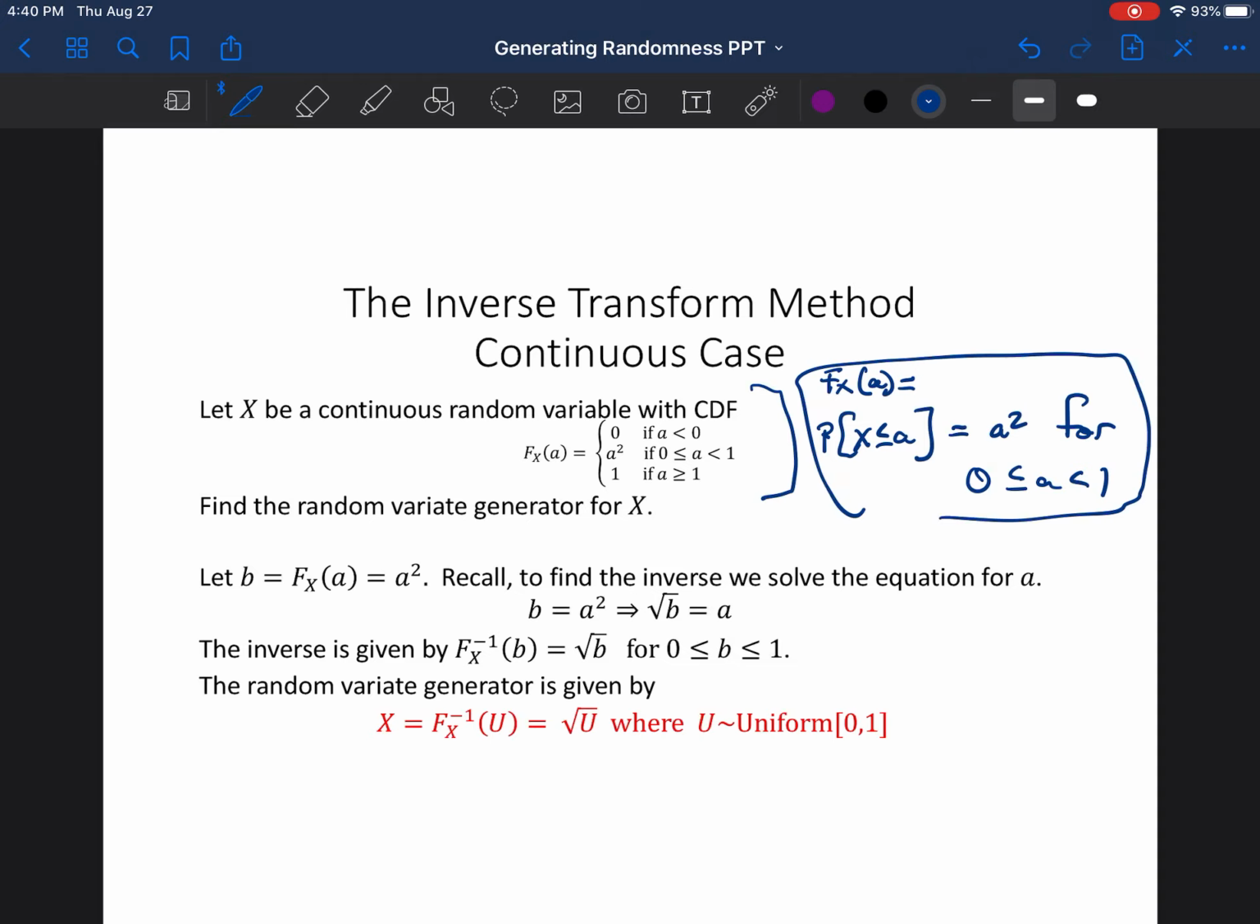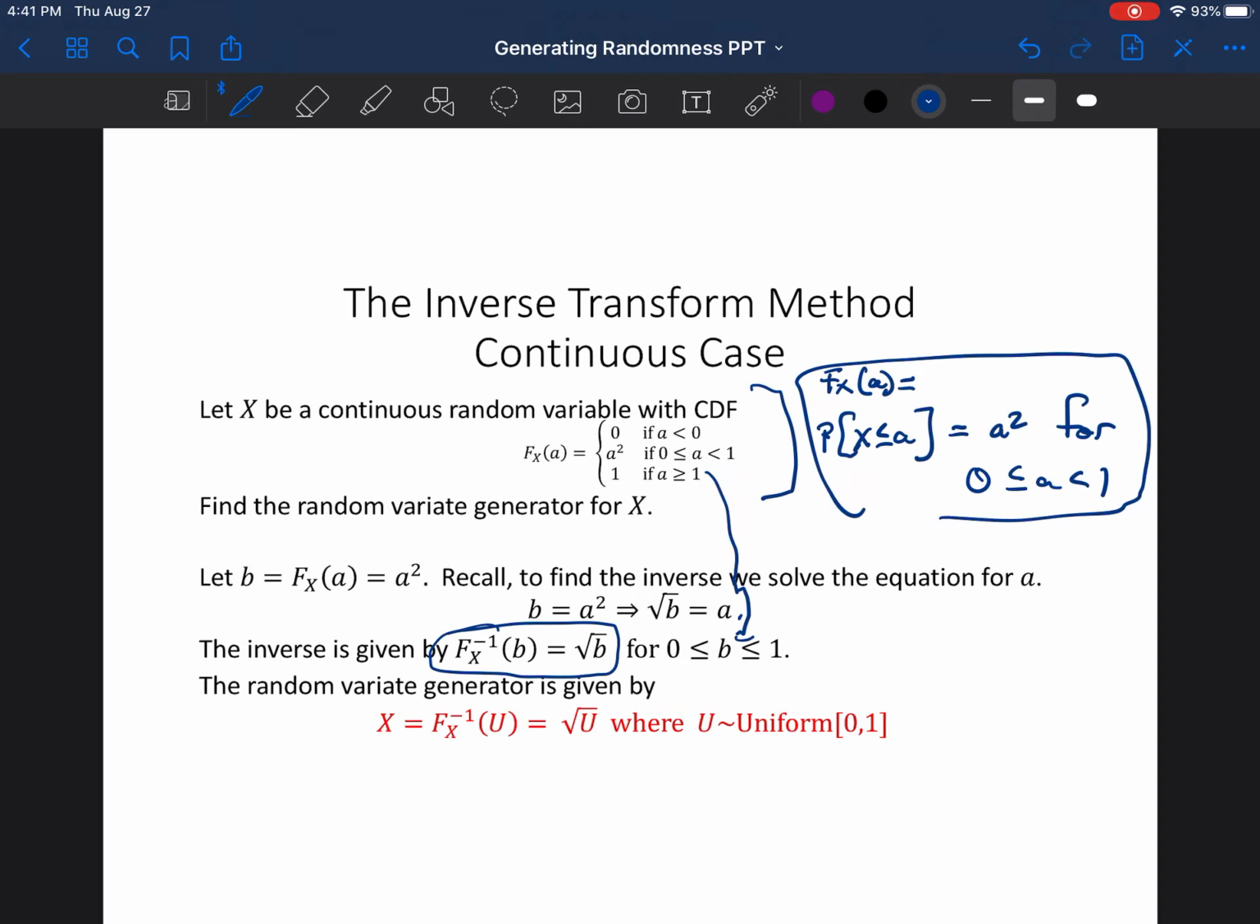To find the inverse, we basically set a variable, in this case, say b, equal to F_X of a, which is equal to a squared, and then we solve for a. And that will give us our inverse. So this is something you've seen in calculus and in classes before, I would imagine. So now we know the inverse, F_X inverse of b, is just equal to the square root of b for 0 less than or equal to b less than or equal to 1. And remember, you have to solve for the right bounds by substituting the inverse in there as well.